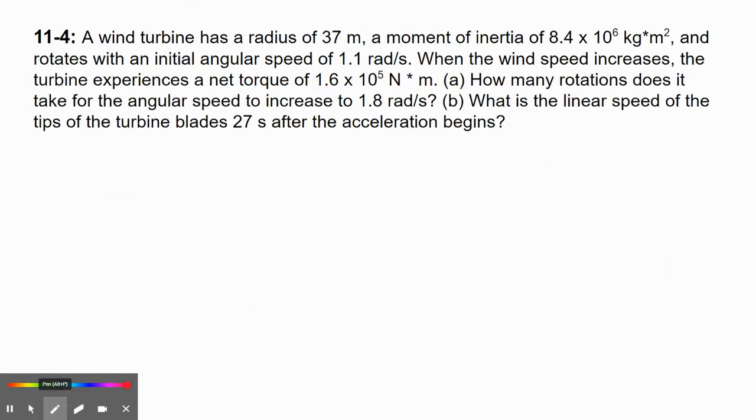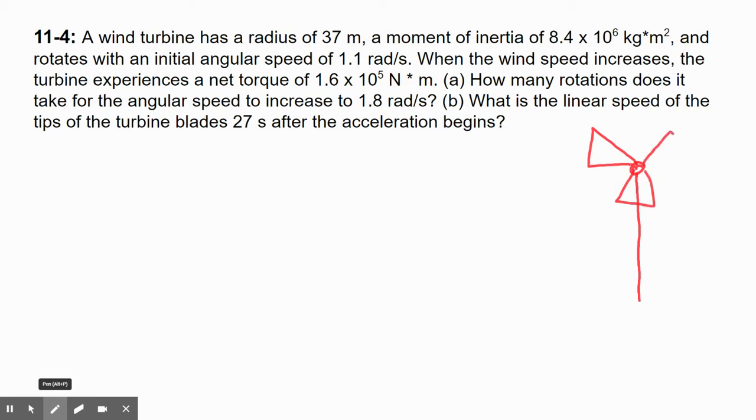Problem number 2. Now we are looking at a wind turbine. And I think y'all know what that looks like. It's like this. I'm just going to draw a very simple one. Something like this. Maybe it has more blades, maybe not. But it has a radius of 37 meters, and we know its moment of inertia. And we've been given the angular speed.